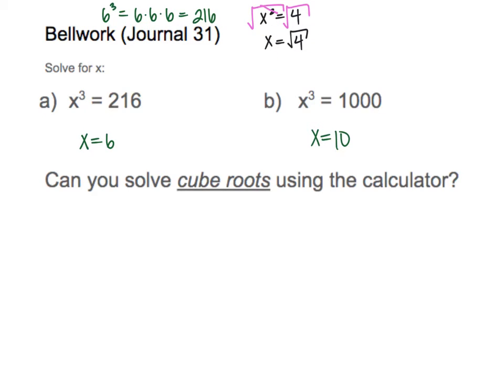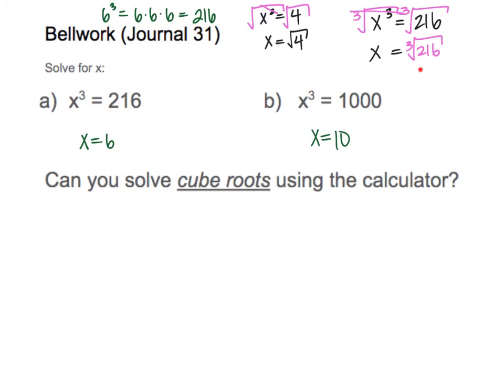Instead, the question is, if I had a cube, and I'm trying to find what's the x that gives this cube 216, well, what I would have to do is take the cube root. So a cube root will cancel out the power 3, bringing down the x. But anything you do to one side, you have to do to the other. So I have to cube root the other side. So I have to take the cube root of 216.